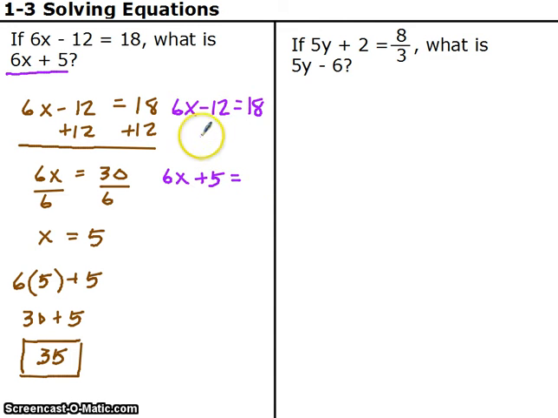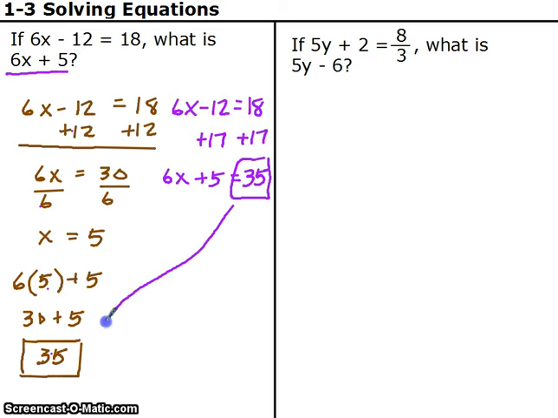So 12 plus 5 is 17. So if you add 17 to both sides, this becomes 6x plus 5. 18 plus 17 is 35. And that turns that 1, 2, 3, 4-step problem into a 1-step problem.